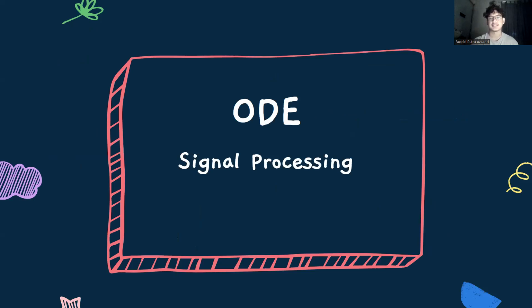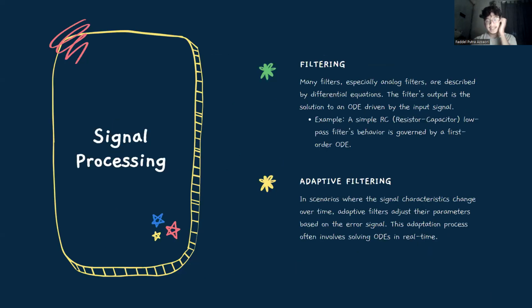ODE in signal processing. For ODE in signal processing, there is filtering. Many filters, especially analog filters, are described by differential equations. The filter's output is the solution to an ODE driven by the input signal. Example, a simple RC (resistor capacitor) low-pass filter behavior is governed by a first-order ODE.